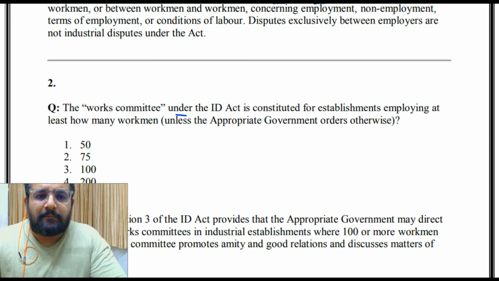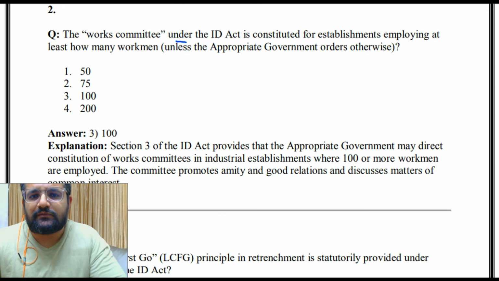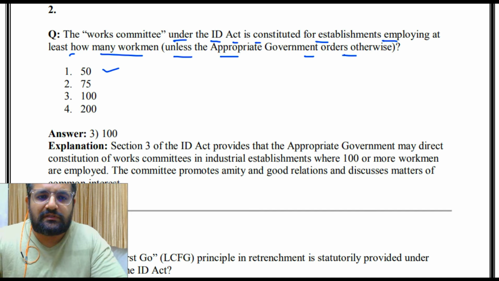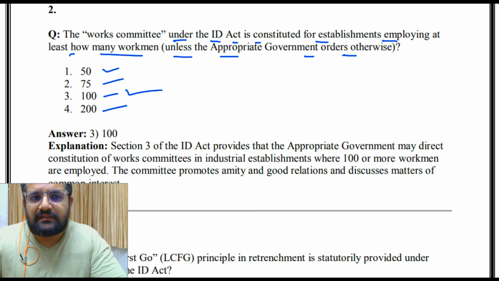Then the works committee under the Industrial Dispute Act is constituted for establishments employing at least how many workmen, unless the appropriate government orders otherwise? So these are the options: 50, 75, 100 or 200. So your right answer is 100, the least number that you need.